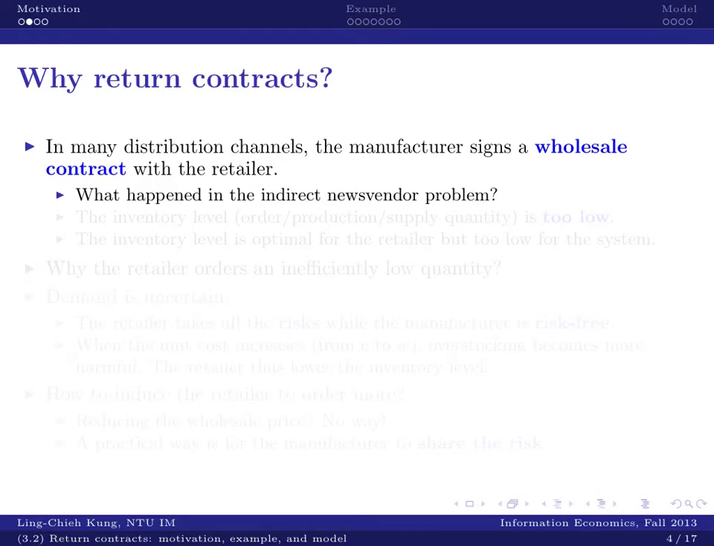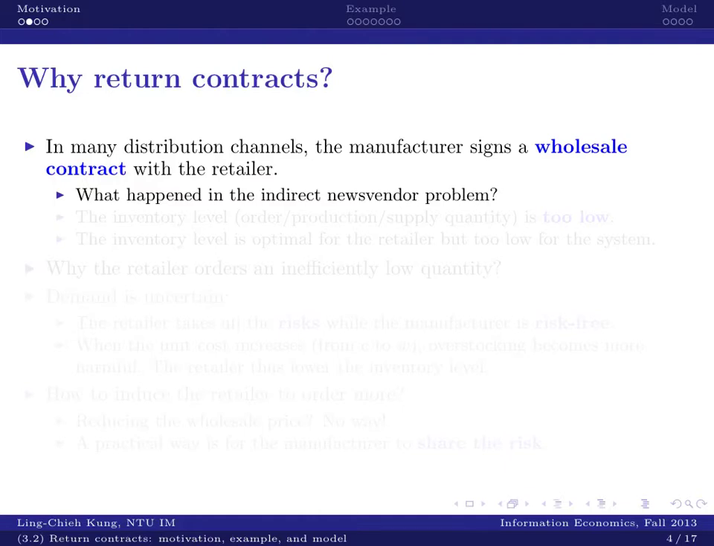Okay, so in many distribution channels, the manufacturer would sign a wholesale contract with the retailer. That means I give you one product, you give me $5. I give you two products, you give me $10. Each product is sold at a wholesale price.